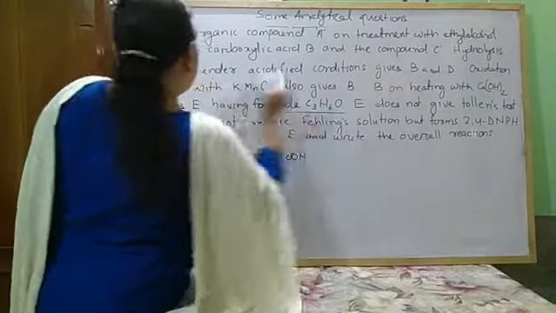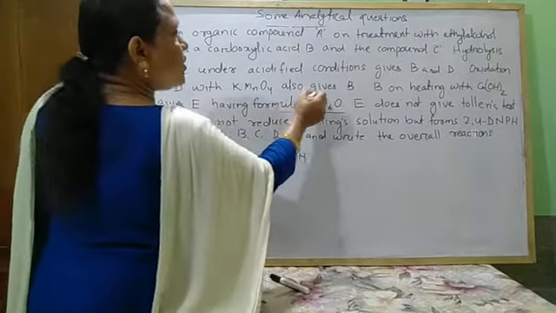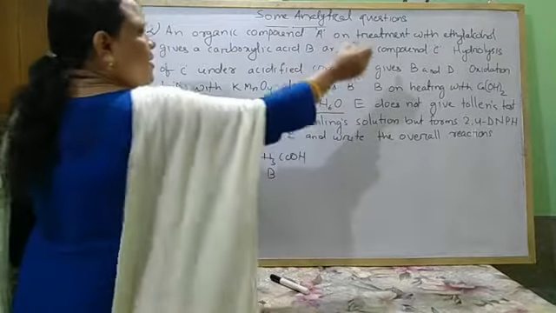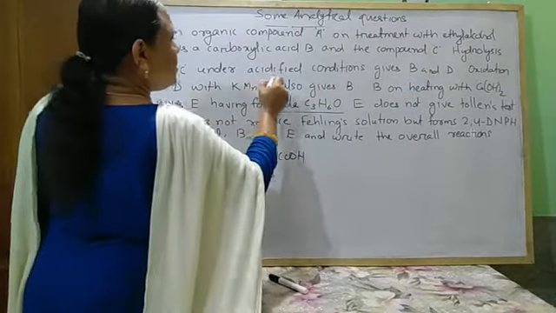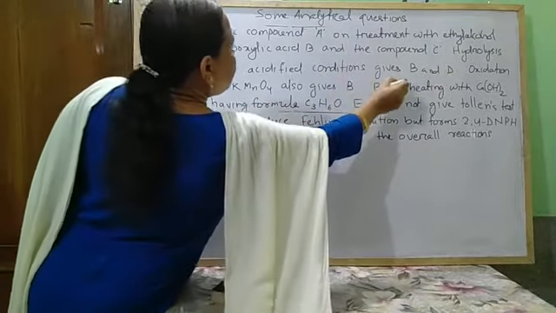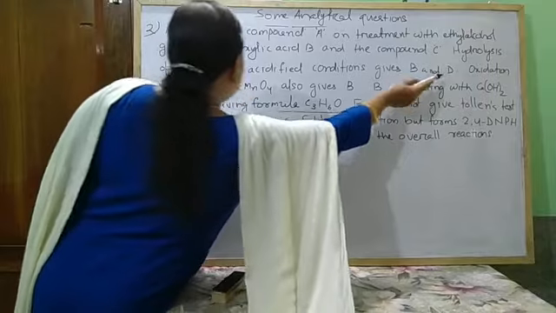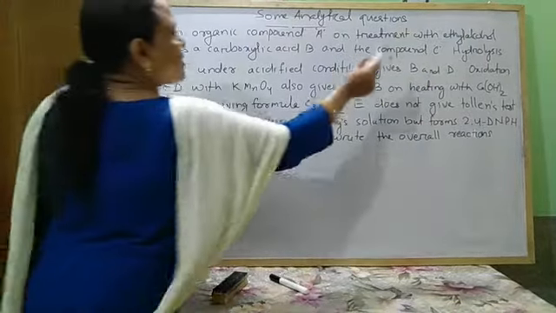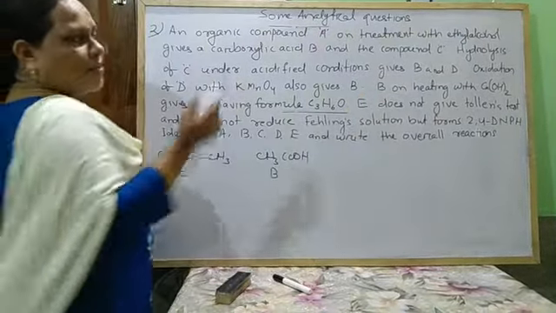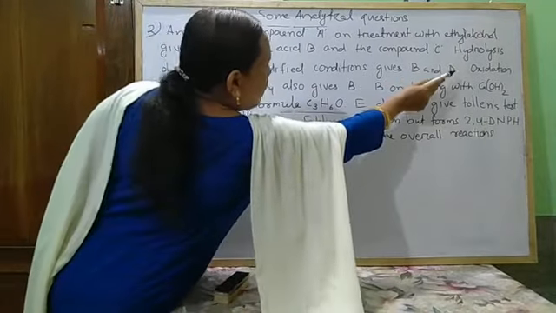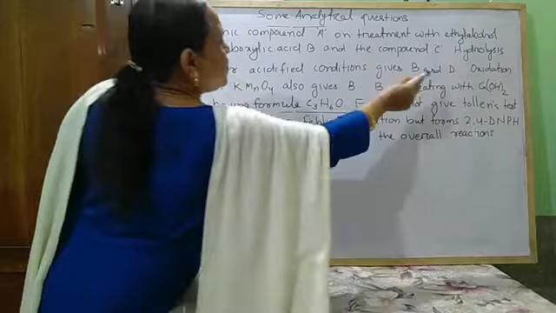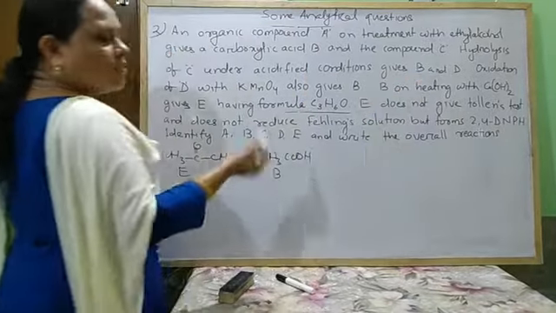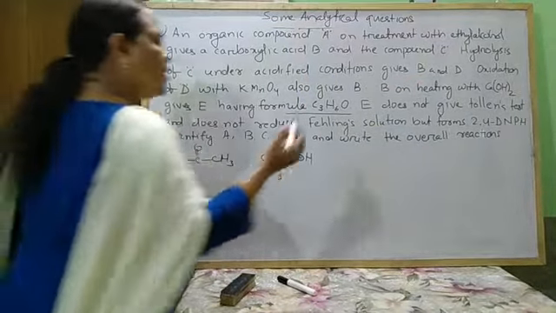Again, oxidation of D with KMnO4 gives B. So B is an acid and D is an alcohol. Hydrolysis of C under acidified condition gives B and D. As D on oxidation again gives carboxylic acid B, that means D must be an alcohol and B is the acid, that is your acetic acid. So the alcohol having 2 carbon atoms is ethyl alcohol.